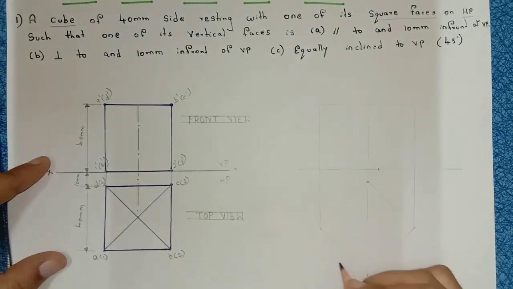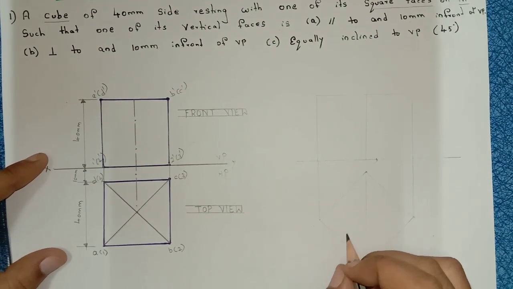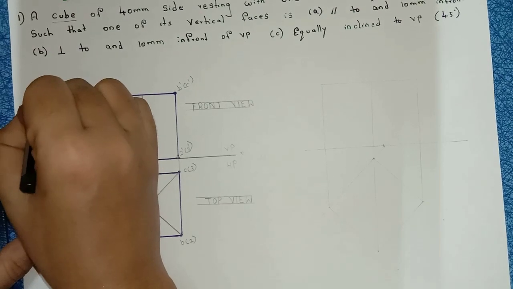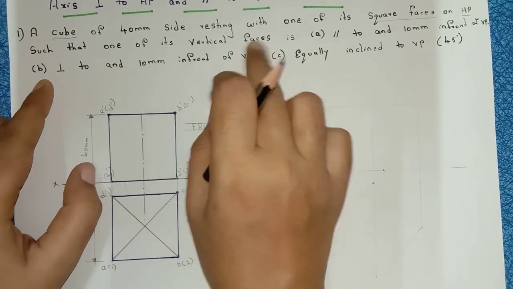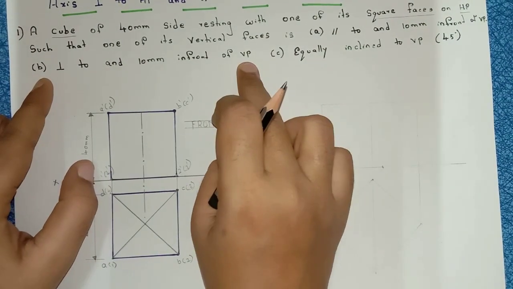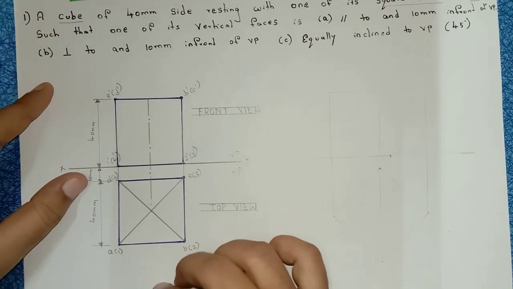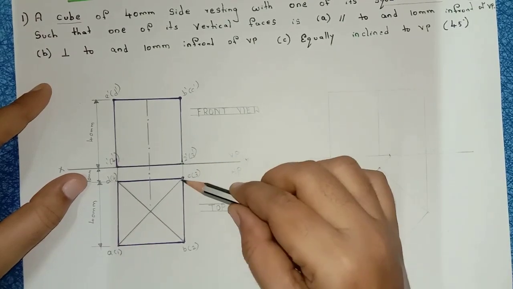10 mm. Right? So this is our A bit. Now you see B bit. One of the faces is perpendicular to VP. Right? So I can consider either this face or this face.